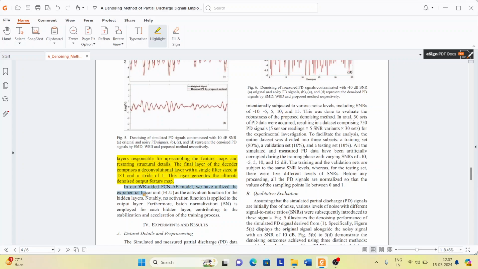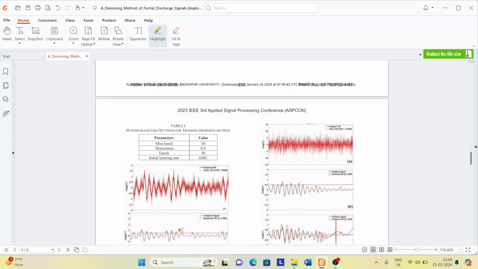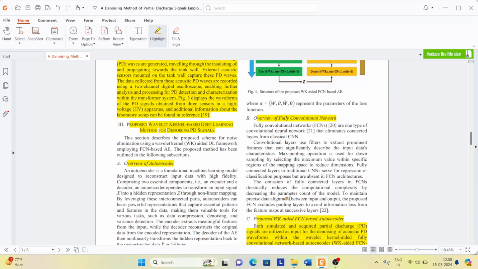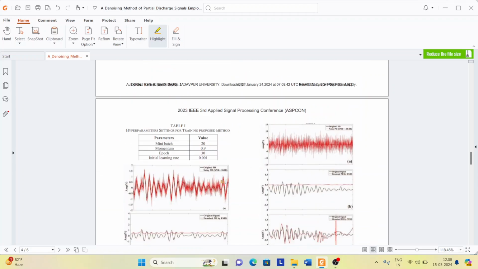In our wavelet kernel FCN and AE model, we have utilized the exponential linear unit as the activation function for the hidden layers. Notably, no activation function is applied to the output layer. Furthermore, batch normalization is employed for the hidden layers, contributing to the stabilization and acceleration of the process. So the structure of the proposed wavelet kernel method is fully discussed in this paragraph.